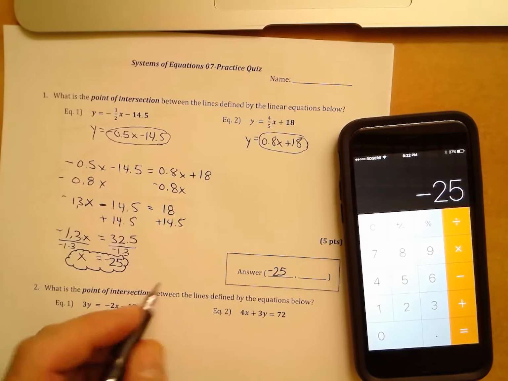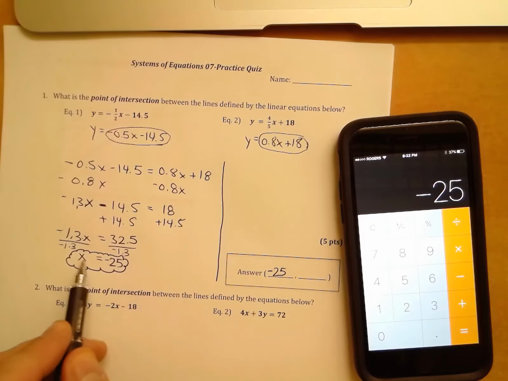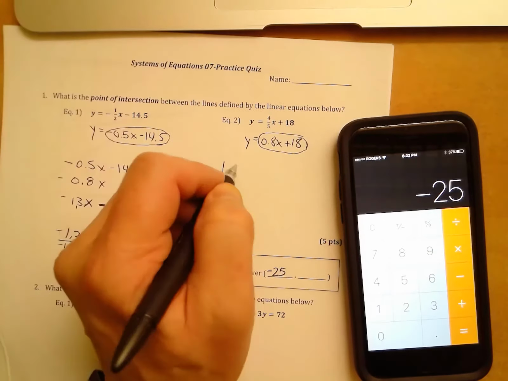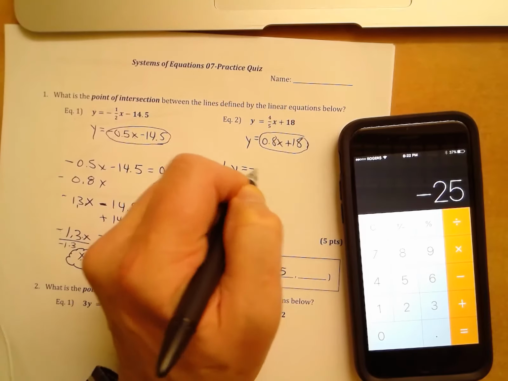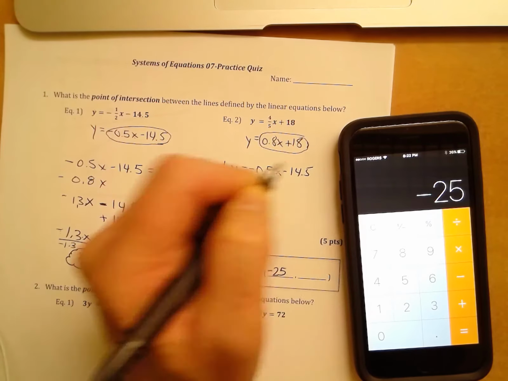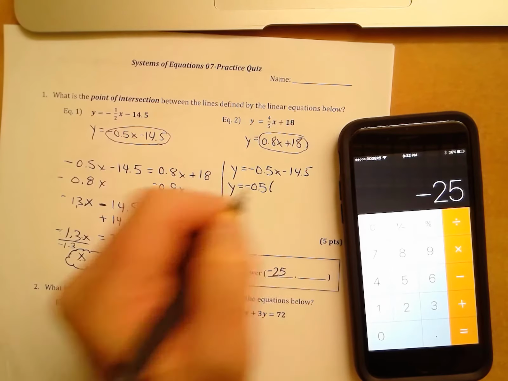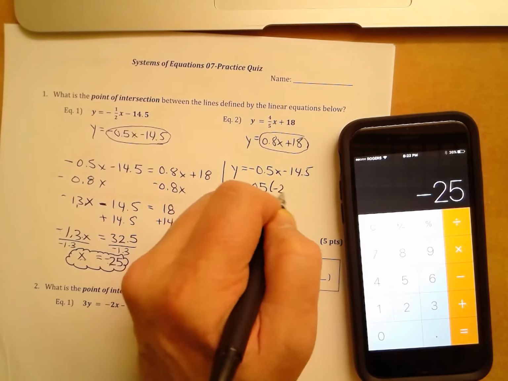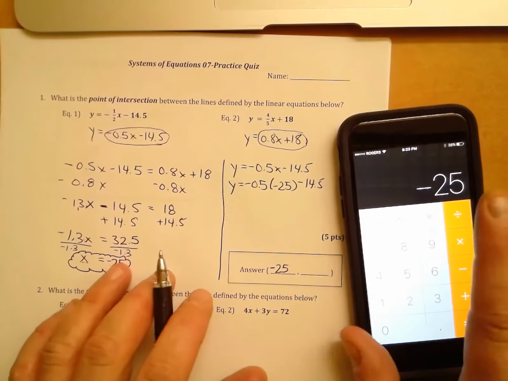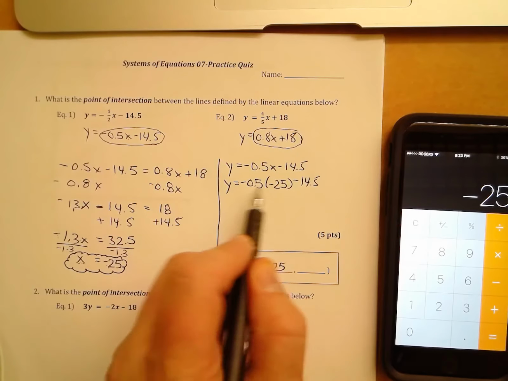Now I need the y part of the coordinate. And to get the y part of the coordinate, we just take that x that we found and we plug it into either of these two equations. Doesn't matter which one. I'll use the first one. y is equal to negative 0.5x minus 14.5. And now I rewrite it with the substitution. So negative 0.5, my x is negative 25, minus the 14.5.